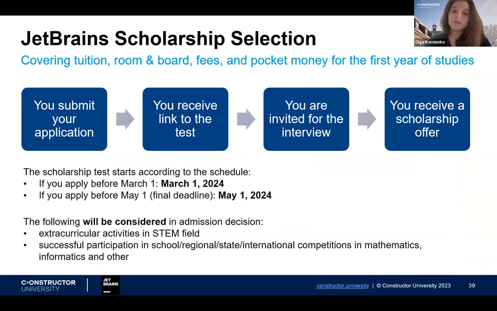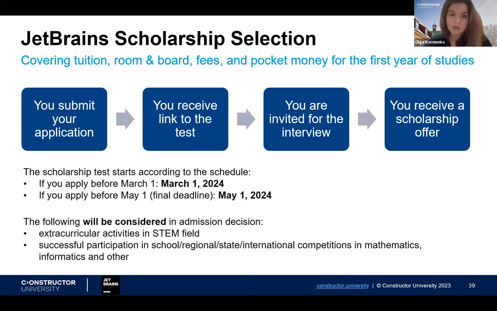And how to get the scholarship? There are two steps. The first one is to go through the test successfully. And the second one, if you went through the test successfully, you will be invited for an interview with JetBrains representatives and Constructor University representatives, and you will get your decision. These steps will be in two waves.